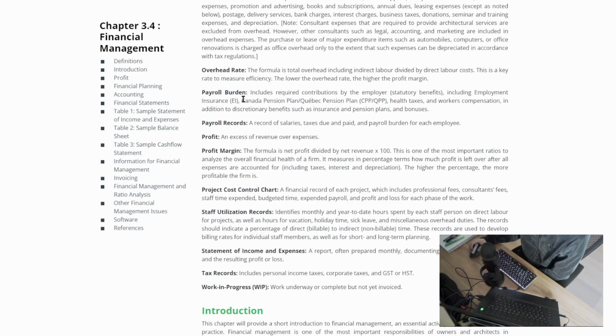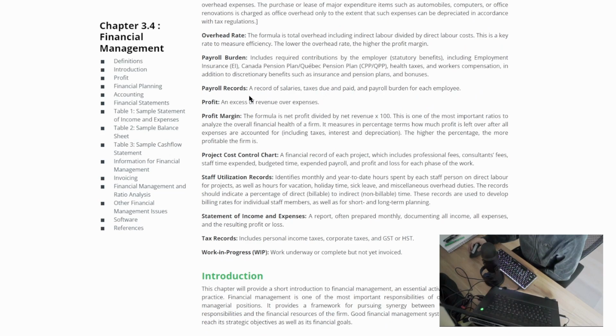Payroll burden. It includes required contributions by the employer, statutory benefits, including employment insurance, EI, Canada Pension Plan, CPP, Quebec Pension Plan, QPP, health taxes, and workers' compensation, in addition to discretionary benefits such as insurance and pension plans and bonuses. Payroll records. A record of salaries, taxes due and paid, and payroll burden for each employee.